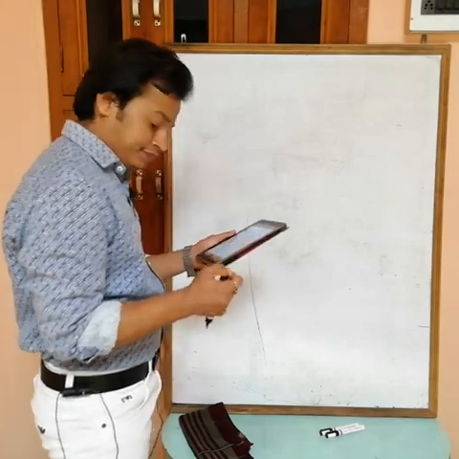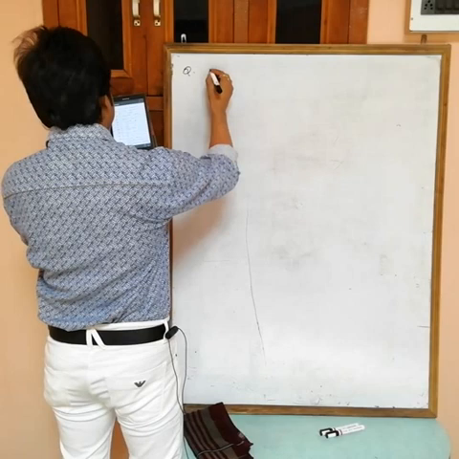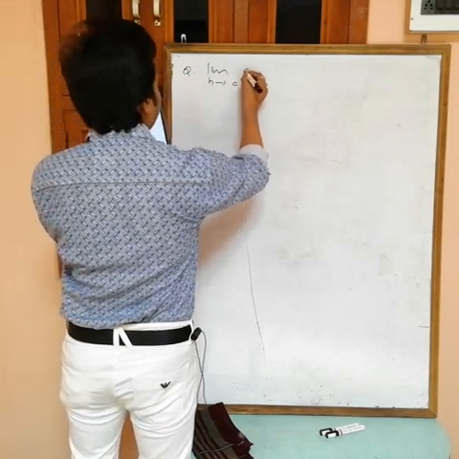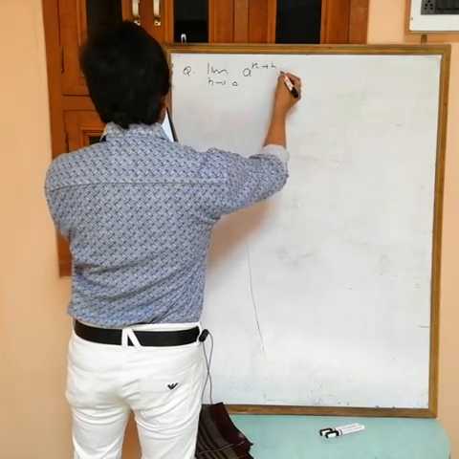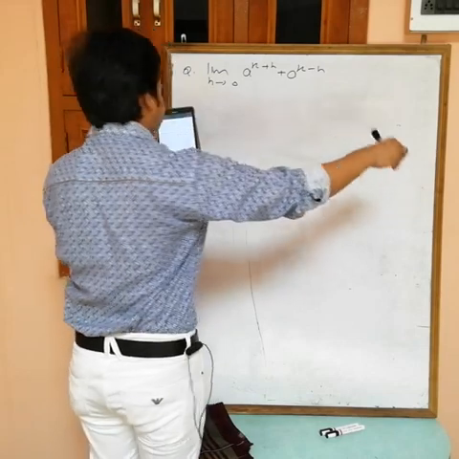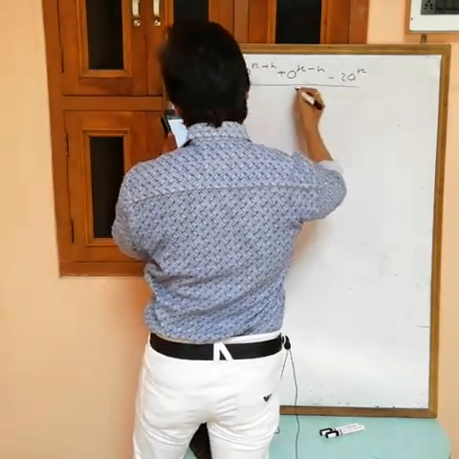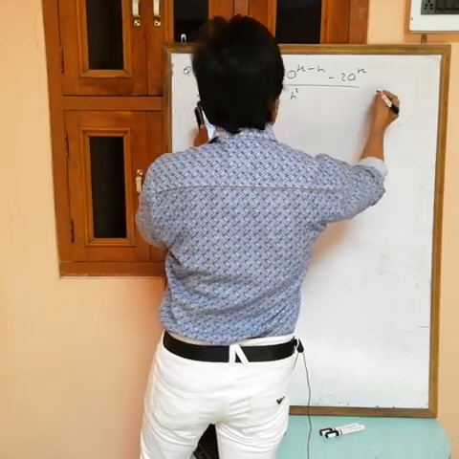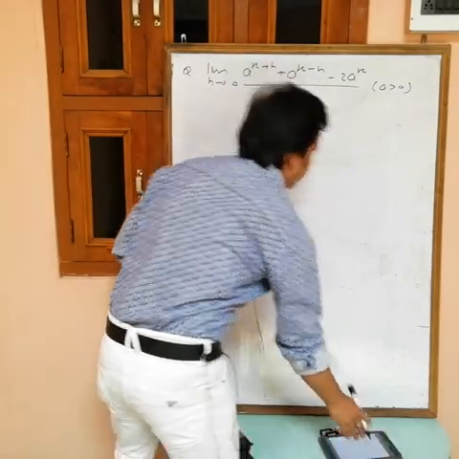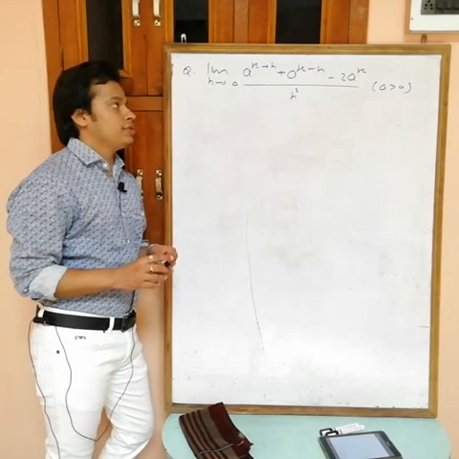Right, next question. Limit h tending to 0, a power x plus h plus a power x minus h minus 2a power x by h square, where a is greater than 0. We want the limit of this one. Here the limit is given for h, not for x.